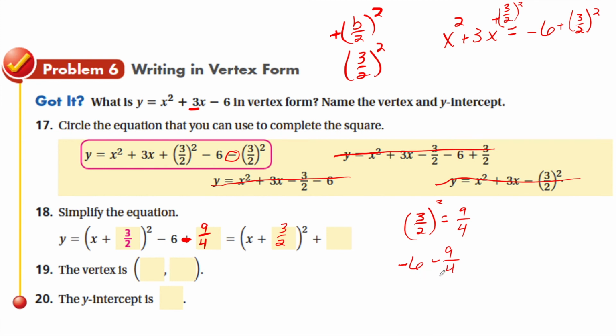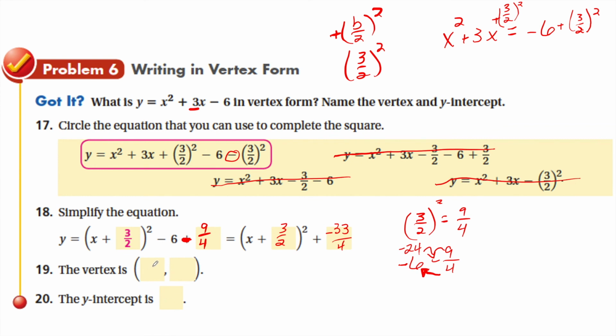So I'm going to use that little method. I'm going to take that 4 and multiply it by the 6. I'm going to get, in this case, a negative 24. And then I'm going to subtract 9 from it. And when you subtract 9 from a negative 24, you're going to get a negative 33/4. And I'm going to write that in right there.